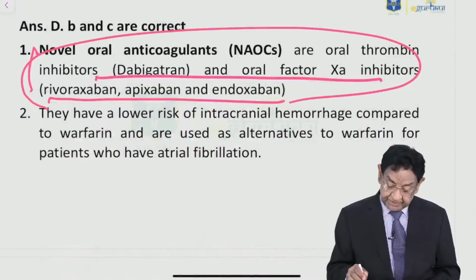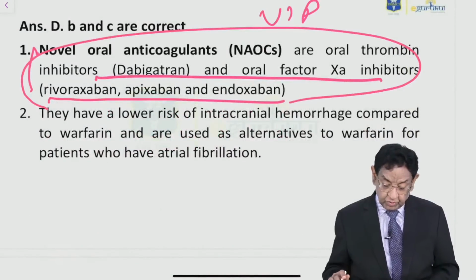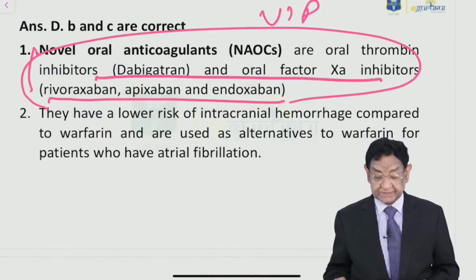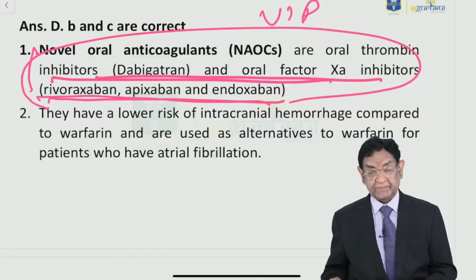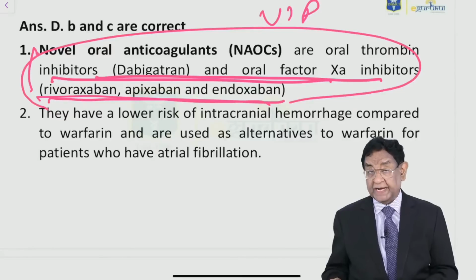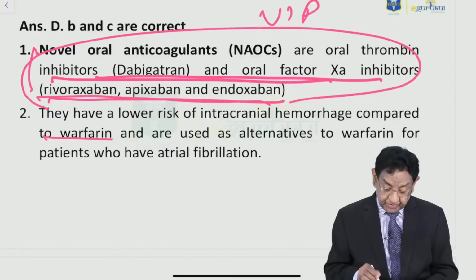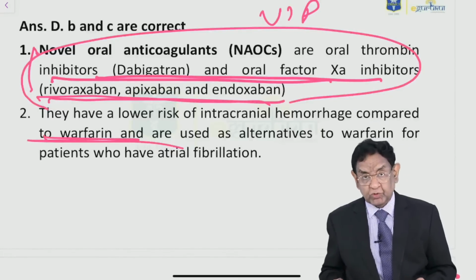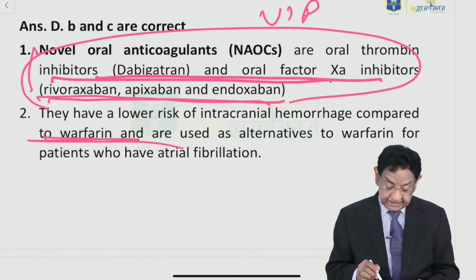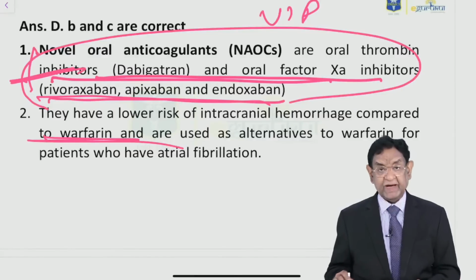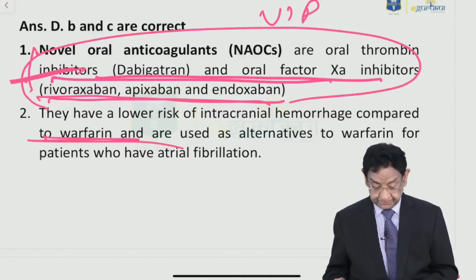This is a VVIP question. They are oral anticoagulants: dabigatran, rivaroxaban, apixaban, edoxaban. Warfarin was an age-old oral anticoagulant, but it has more chance of bleeding. But remember, these are not used in valvular heart disease.